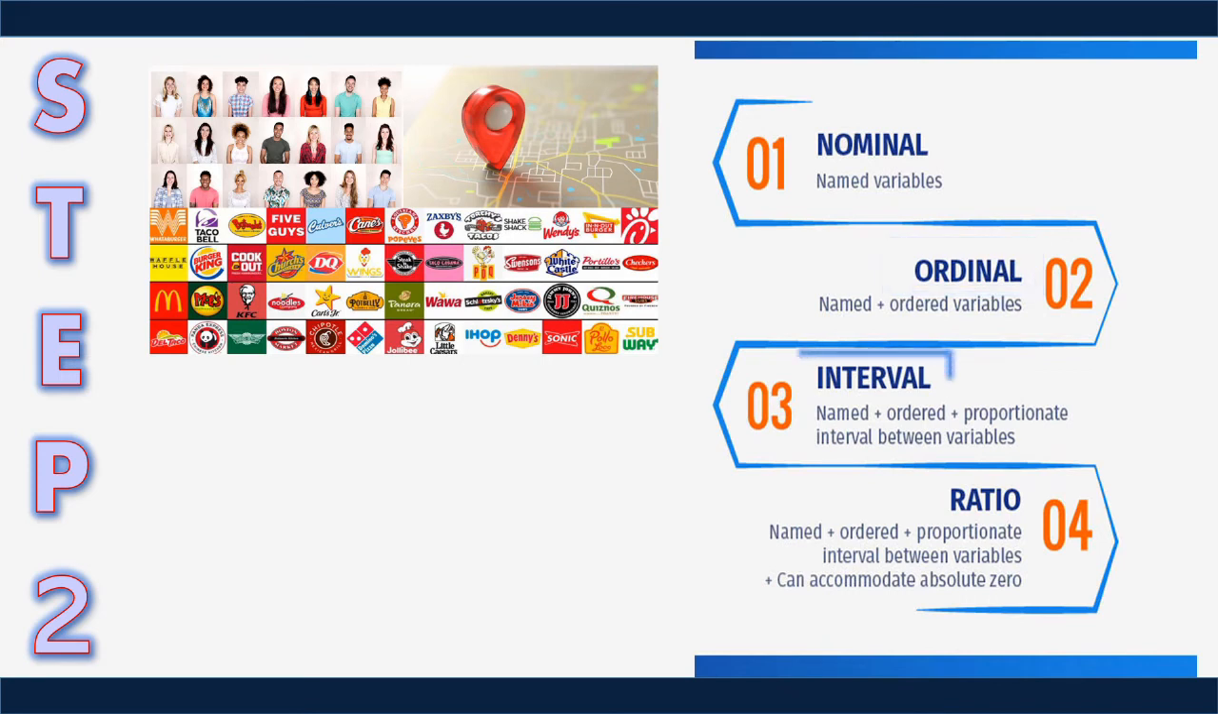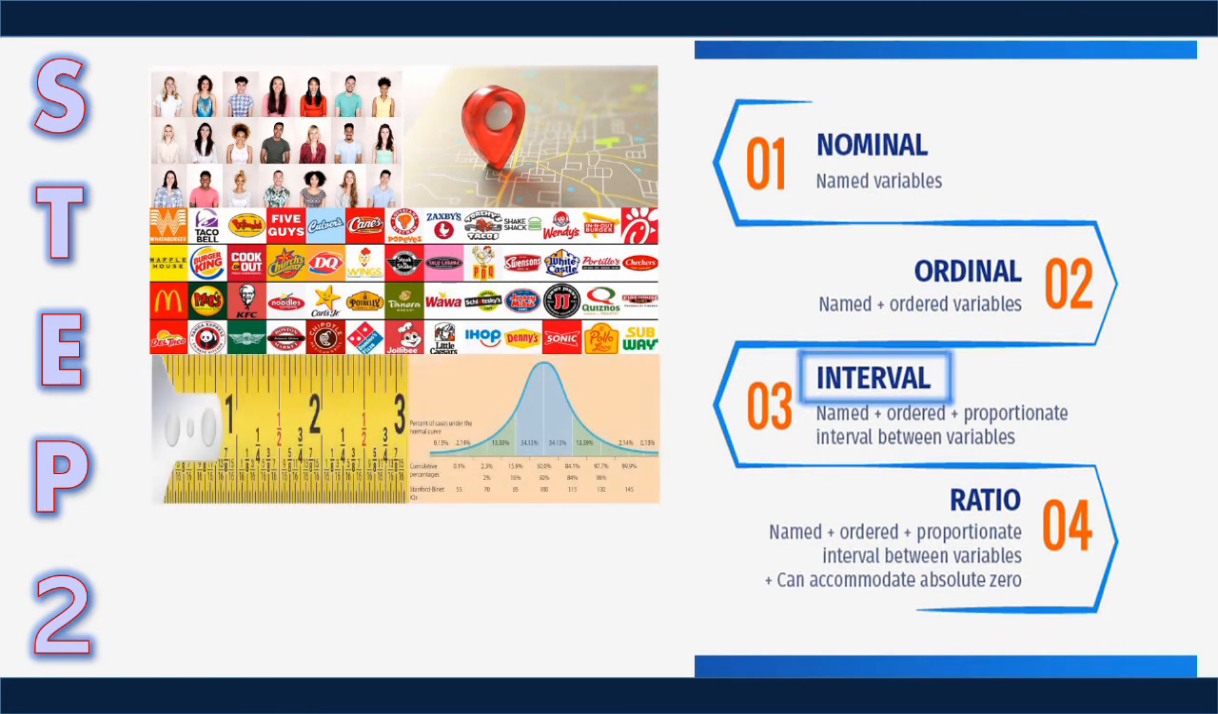An interval variable is one that has labeled or named levels, has an order, and has proportionate intervals between the levels. A measurement of an object in inches or centimeters would be an example of an interval level of measurement, as is an IQ test. Here, it's important to note that this measurement does not have a true 0 point. In the example I gave of measuring the length of an object with a ruler or tape measure, it can't have a true 0 point, or the object simply wouldn't exist.